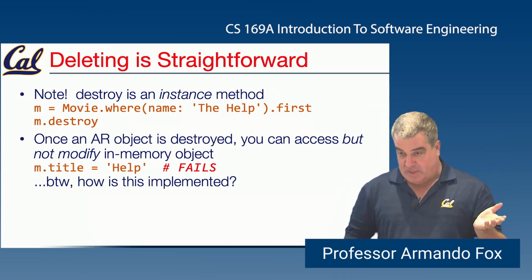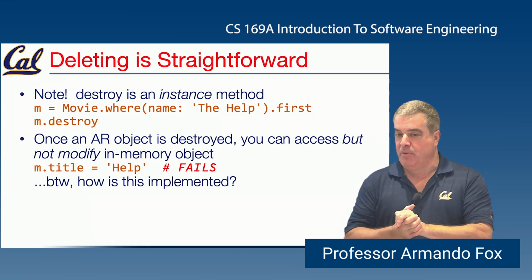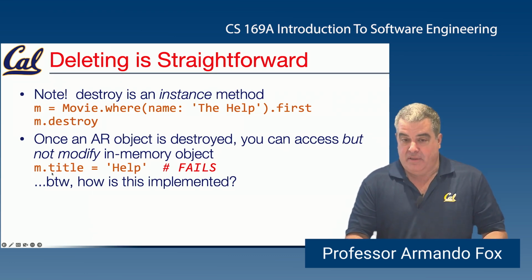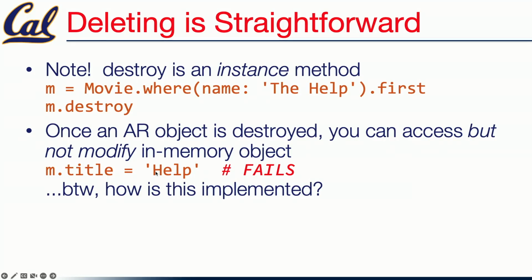As a point of interest, how do you think this is implemented? Before, I said that to update an active record model, you can load it from the database, call these setters to set the attributes one at a time, and then write it back to the database. Now I'm telling you that if you have just destroyed that object, then trying to do this will throw an exception.